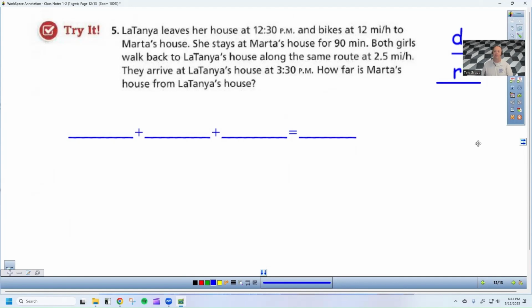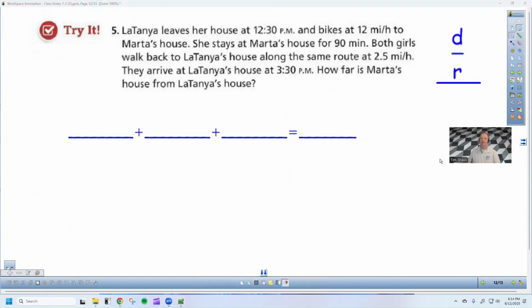I'm going to move my picture out of the way here so we can see, again, the relationship we're going to be using. Distance divided by rate gives us a time. And we're going to fill in each of these blanks with the time it takes to complete one part of this afternoon. So first, I'm going to take her bike ride to her friend's house. She has a distance of, we don't know, whatever the distance is from Marta's house to Latanya's, but she has a rate of 12. So I'm going to put that over 12.